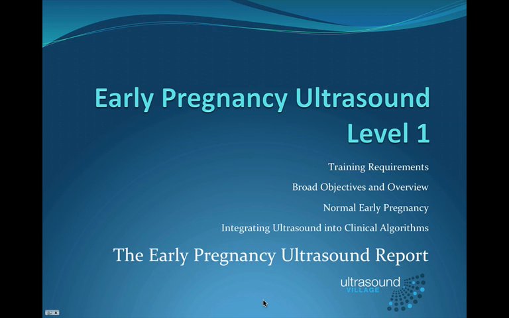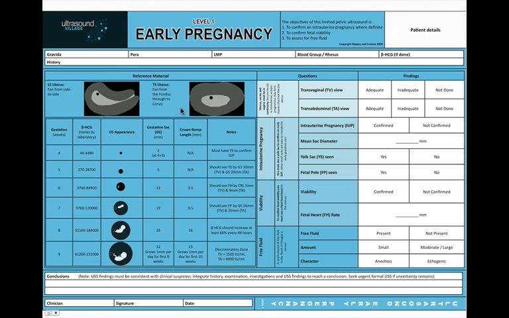Final thing just to touch on again is the early pregnancy ultrasound report. Again, patient data, reference material, key questions. Were the views adequate or inadequate? With an intrauterine pregnancy, is it confirmed or not? How big is the gestational sac? Was there a yolk sac seen? And you have to see a yolk sac to say it's an IUP that's confirmed.